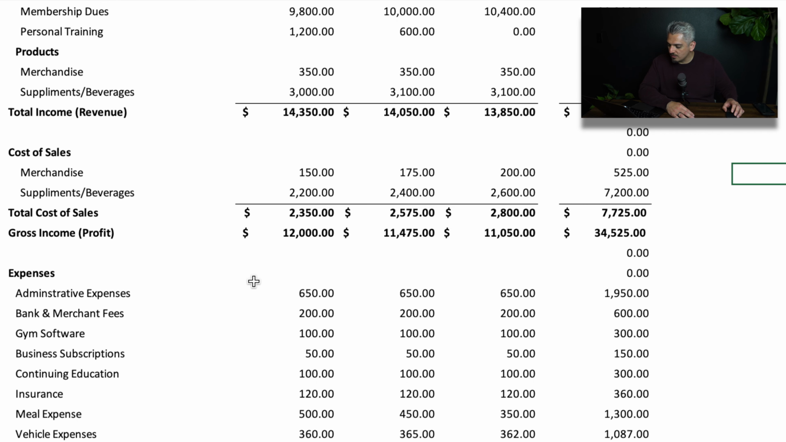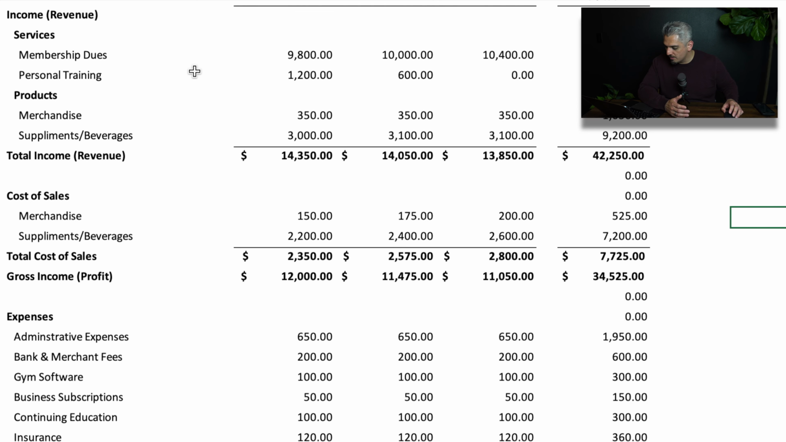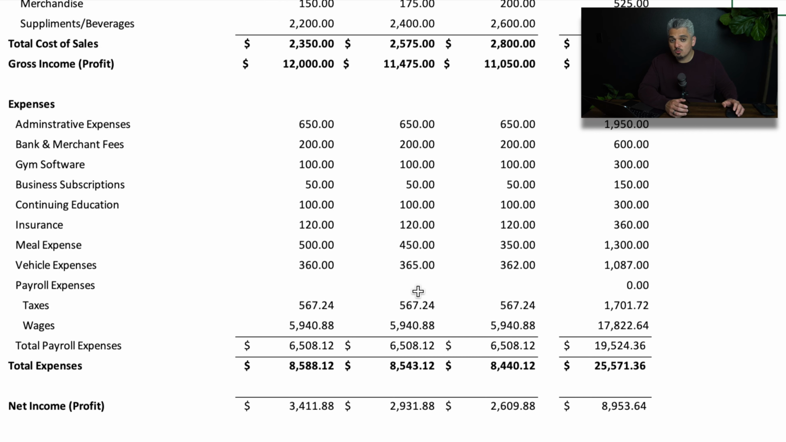And here you see the gross income or the gross profit. Now you see there's a slight decline. Even though your membership dues are going up and your cost of sales are going up, you see that personal training really is the pain point, if you will, that's driving this gross income or gross profit down. So that's what we have so far.